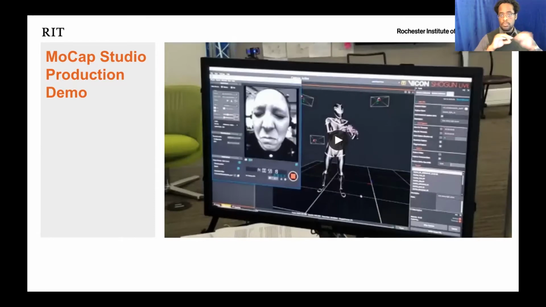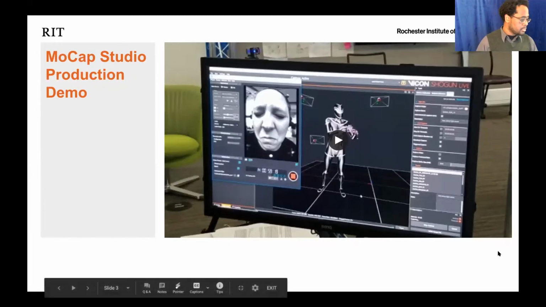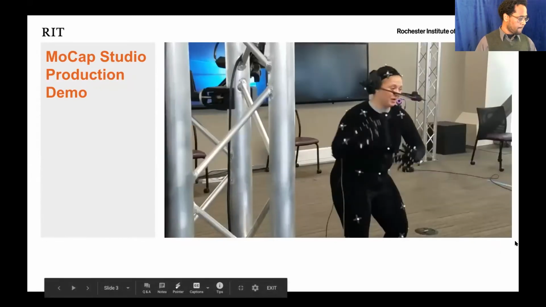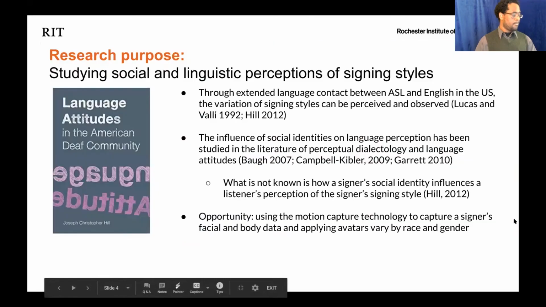As you can see, as the person is moving, telling a story, you can see facial expressions that are happening, which are very important to capture. If you do not have the facial expressions in a visual language like American Sign Language or a sign language in general, you will miss a lot of grammatical information that is important to the communication.